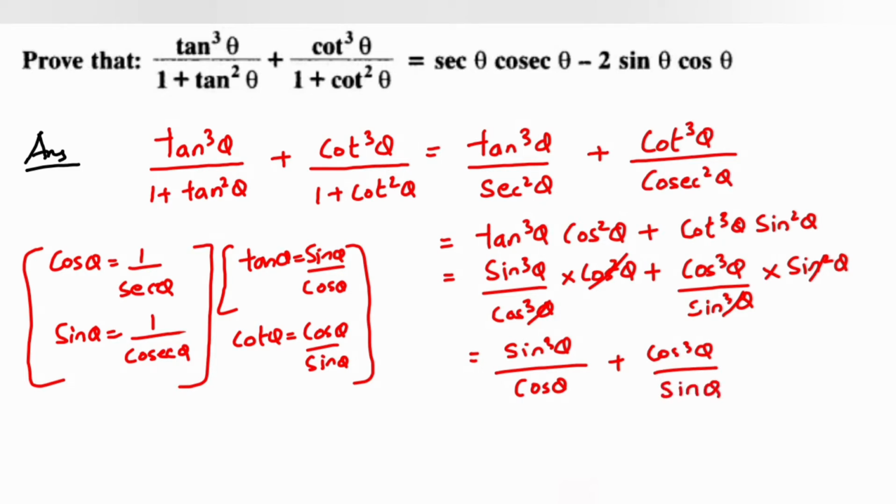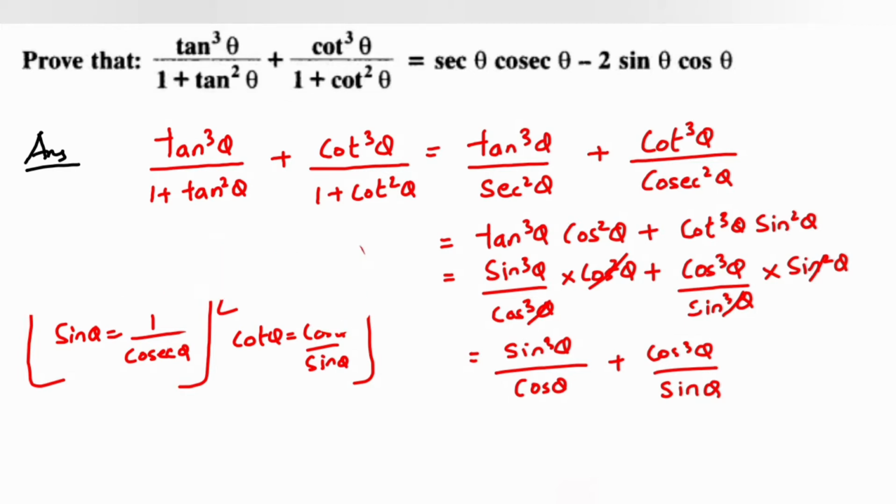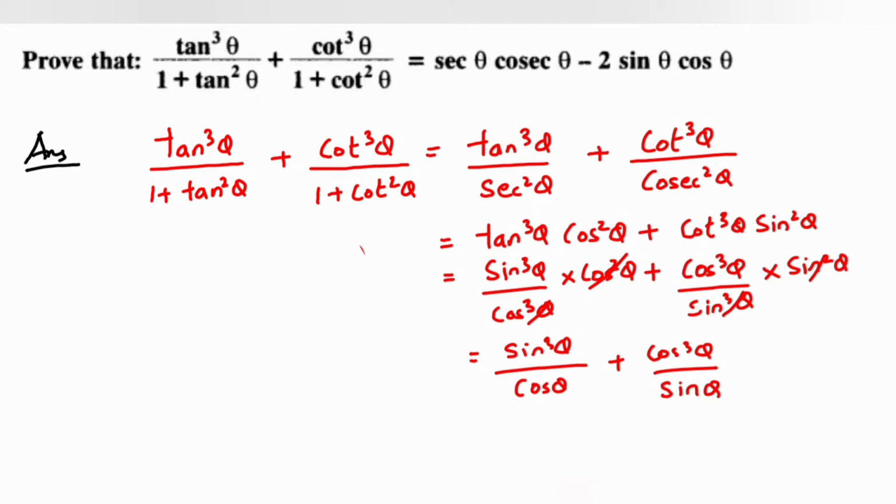Now after this we're going to take an LCM. When we take the LCM of cos theta and sin theta, we'll get sin theta and cos theta in the denominator. In the numerator, since cos theta is already there in the denominator, we have to multiply with sin theta in the numerator. So we'll get sin to the power 4 theta plus, similarly with cos, cos to the power 4 theta.